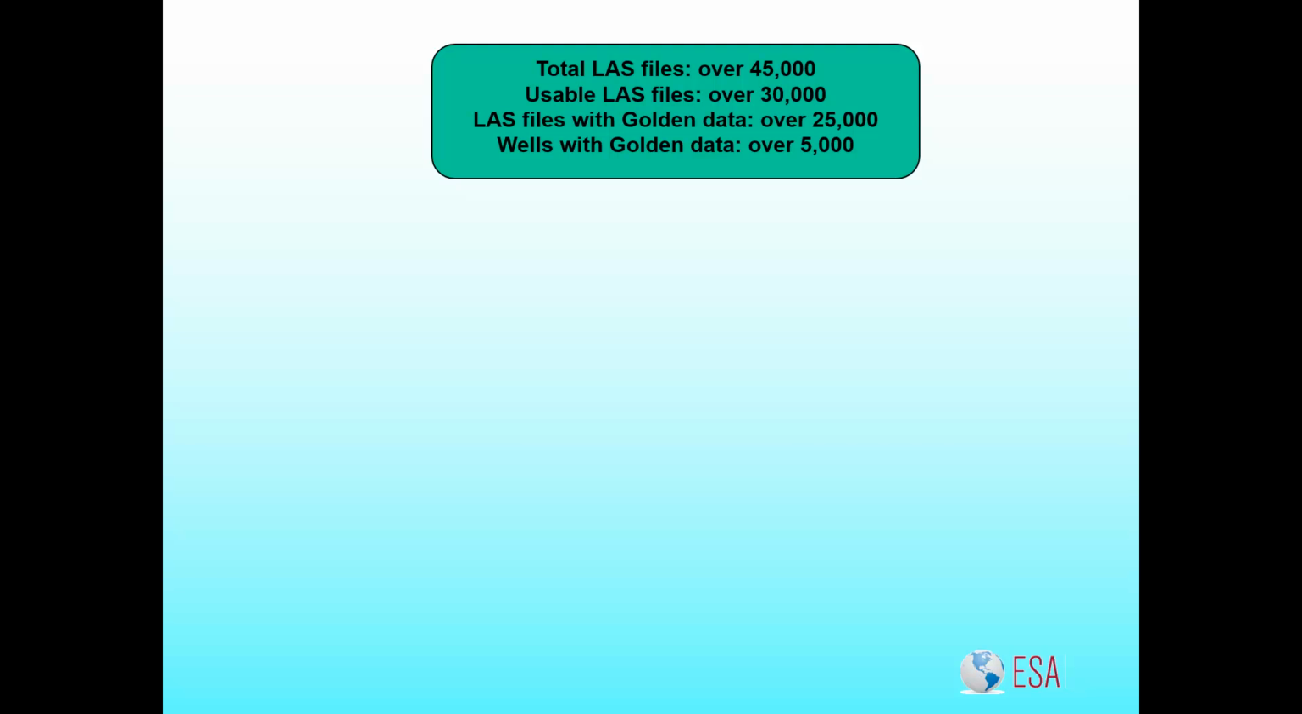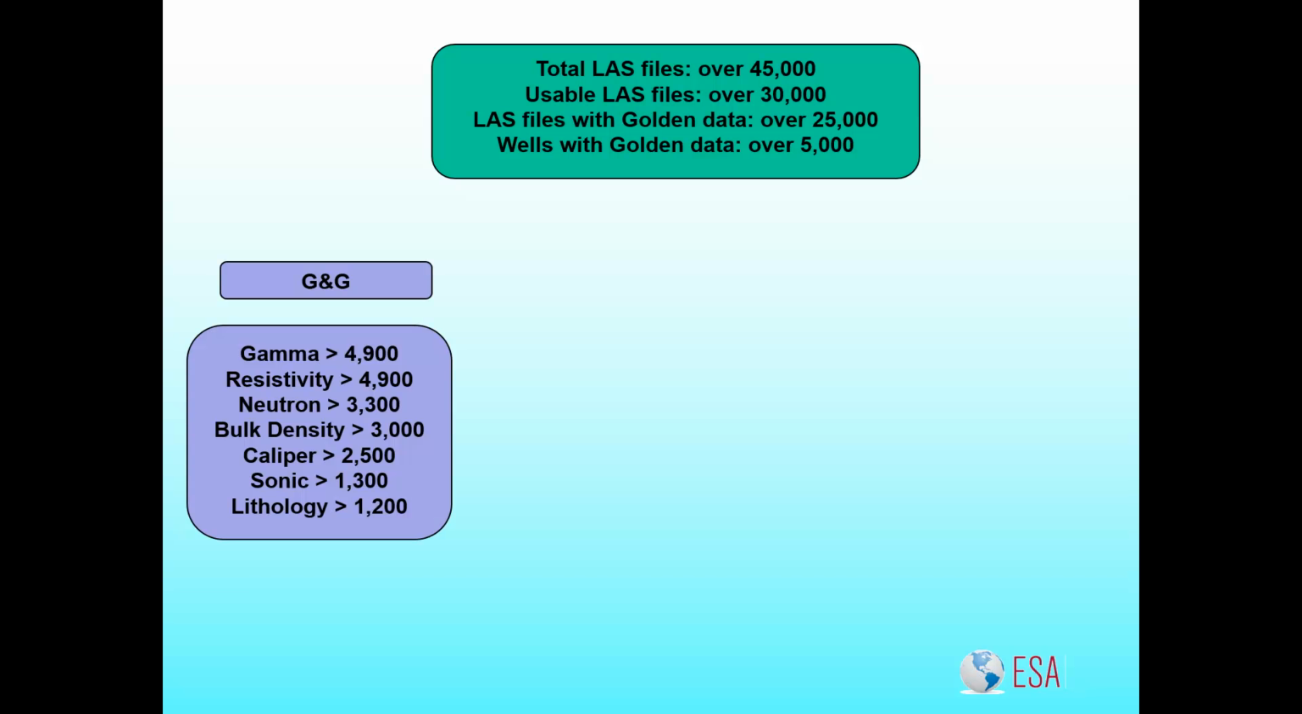Now, of these 25,000, we can distill them down to about 5,000 unique wells. And so you can see actually on average there's 5 LAS files per well. That's only on average. In general, there's some with only 1 and then some with up to 10. So we'll end up with 5,000 unique wells.